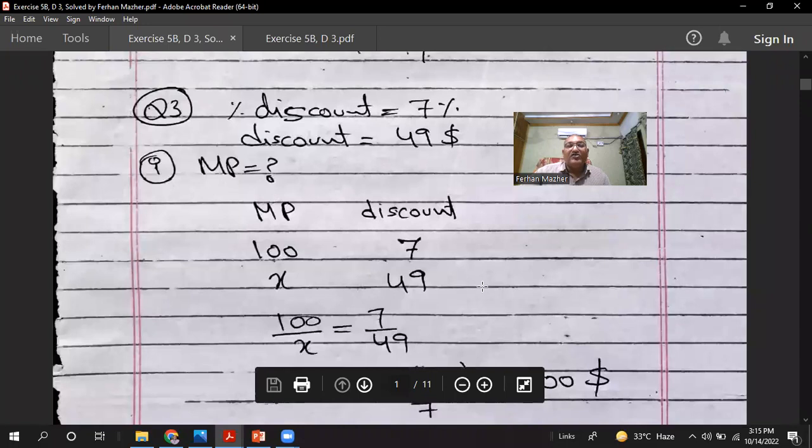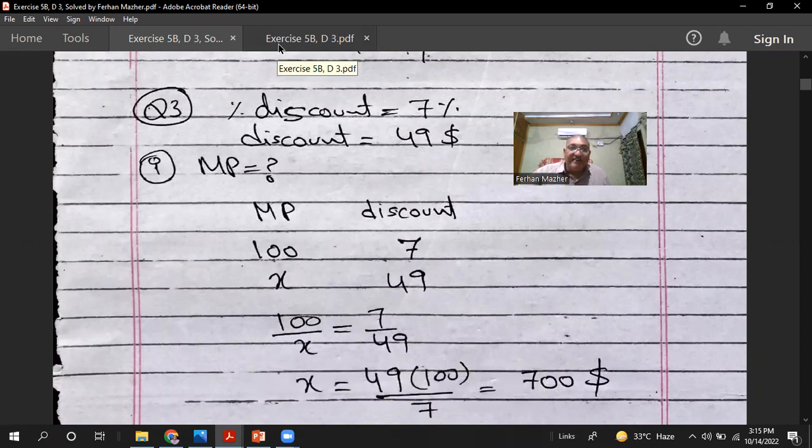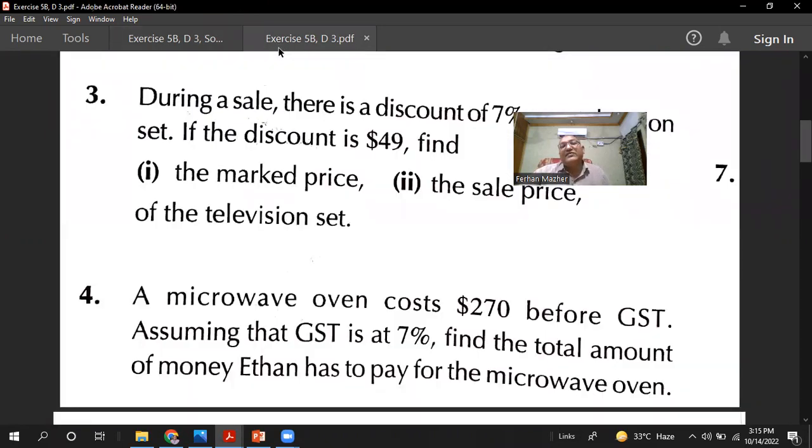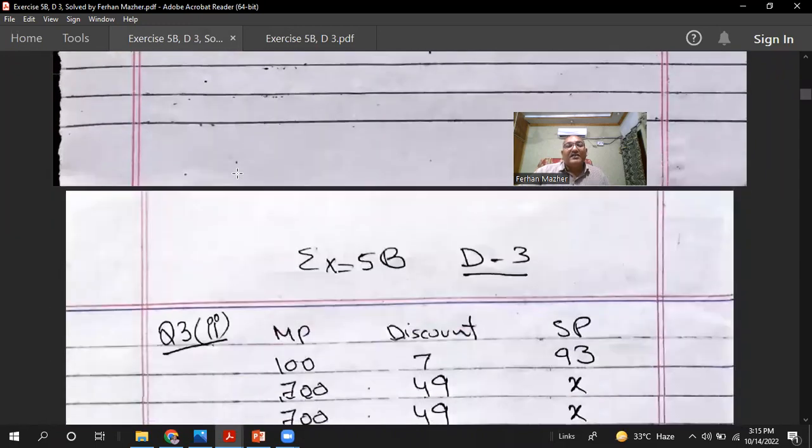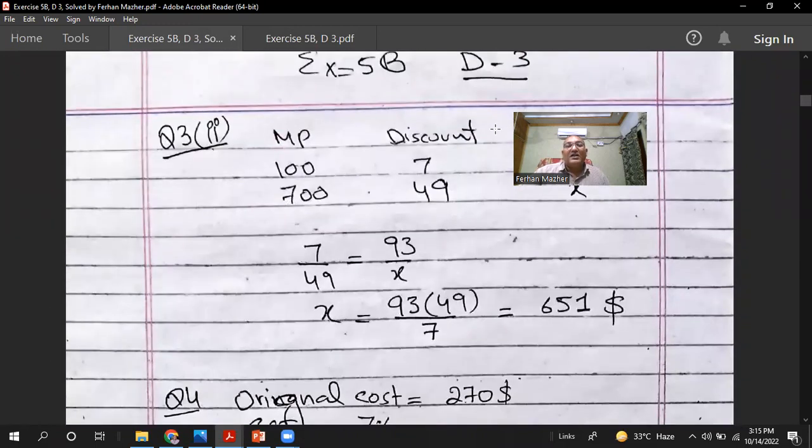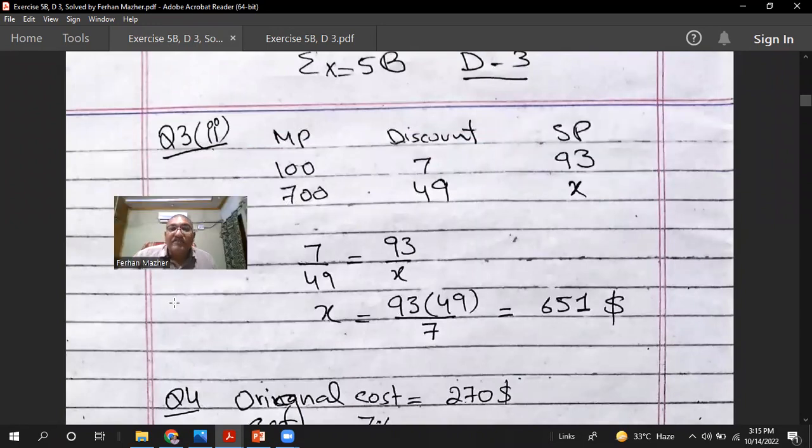So let me show you this question number 3, A part. I've used the method of proportions, and that's very easy to do. Okay, the next question is they want me to find out the sale price. Now I know they want me to find mark price, discount, sale price. If the mark price is 100, discount is 7, then the sale price is 93. This first row of mark price, discount, sale price, I'm getting from the percentage. Because the discount was 7%, that means the mark price is 100, the discount is 7, then the sale price will be 93, 100 minus 7.